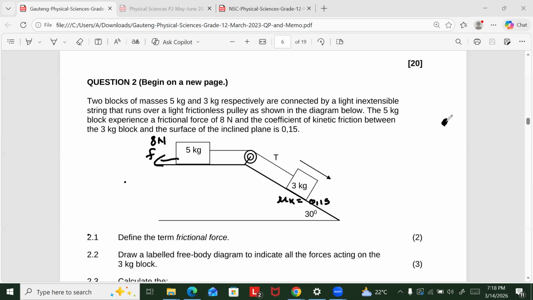So we have tension. Remember, frictional force is always opposite to the motion of an object and it is parallel to the surface. That is the definition of a frictional force. It's always parallel to the surface and always opposes the motion.